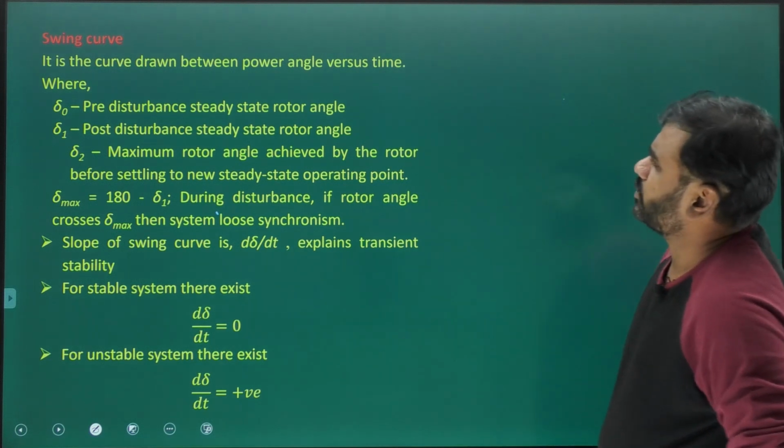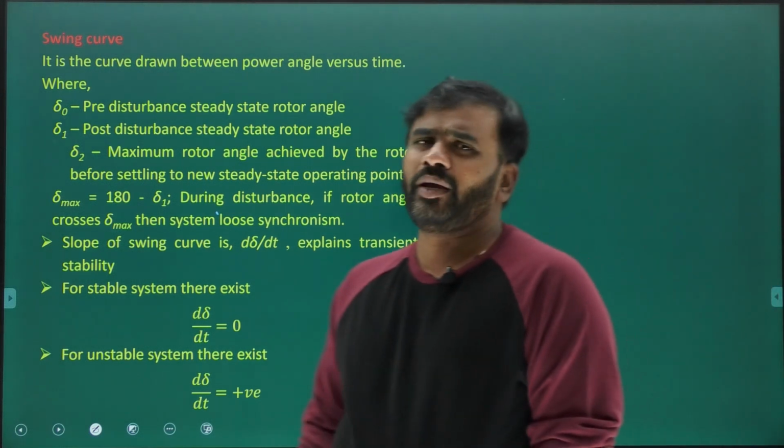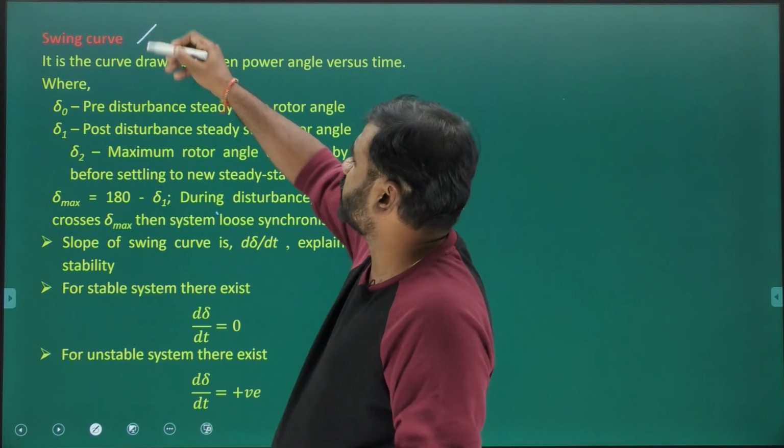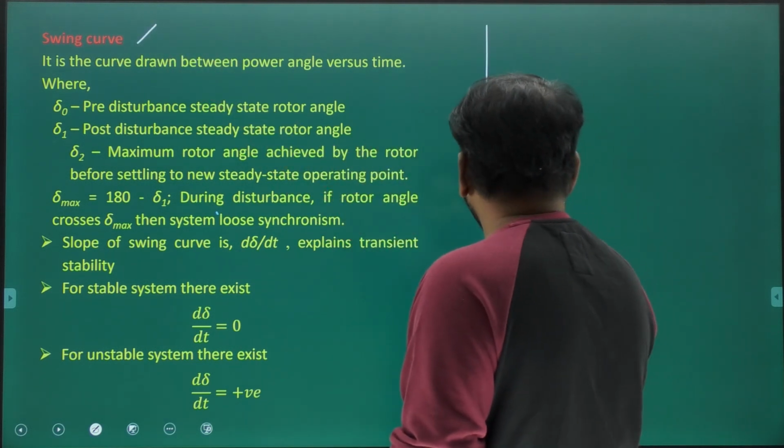Now what is the swing curve? Followed by a large disturbance, we plot the swing curve. It is a curve between delta versus time.